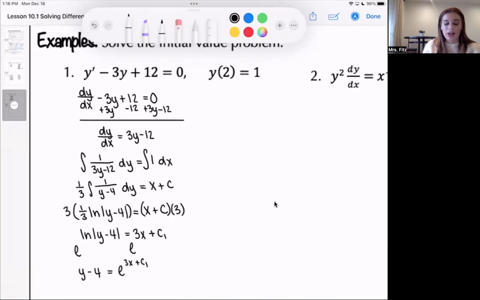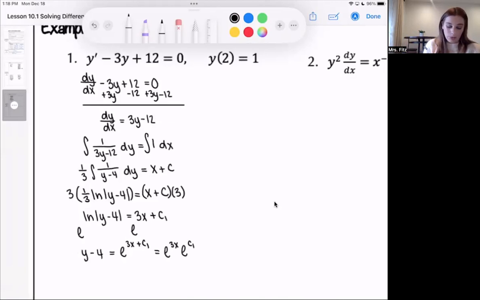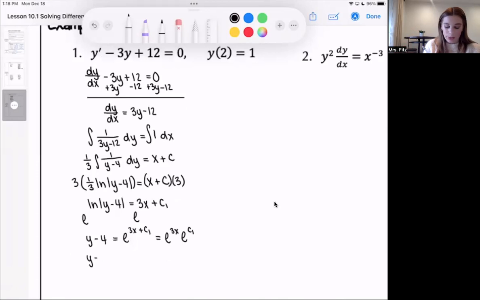Now remember, this actually makes the math a little easier. You could rewrite it as e to the 3x times e to the c1, but e to the c1 is just another constant. So we can write that as y minus 4 is equal to c sub 2, a new constant, times e to the 3x, and then we add 4. So we have y equals c sub 2 e to the 3x plus 4.